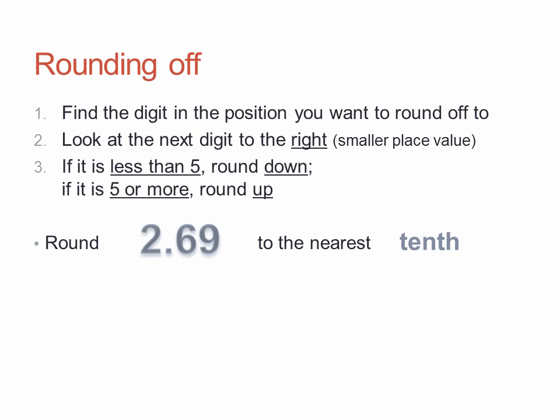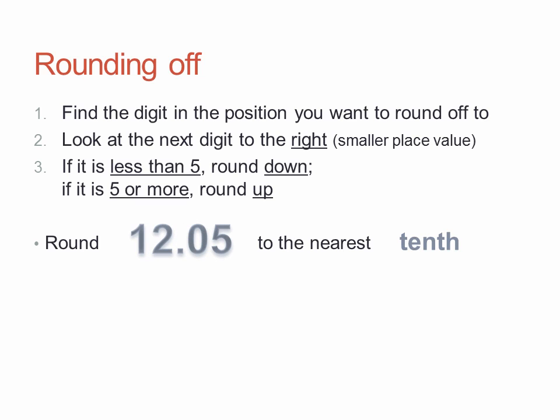Okay, so let's go further into the decimals. Round 2.69 to the nearest tenth. Well, the process is exactly the same. Find the digit that represents tenths. That's the 6. Look at the next digit on the right, a 9. More than 5, so round the 6 up to 7. 2.7.